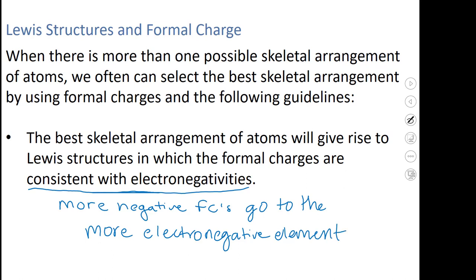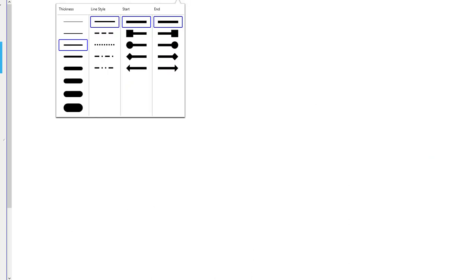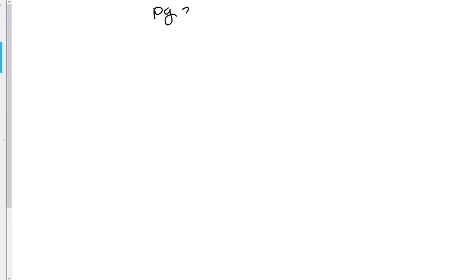Negative formal charges go to the more electronegative element. So let's try an example where we're trying to figure out what the best structure would be using these rules. Let's do page 348, checkpoint 2. This question asks which of the following Lewis structures shown is the most likely preferred for the polyatomic ion NCO-.